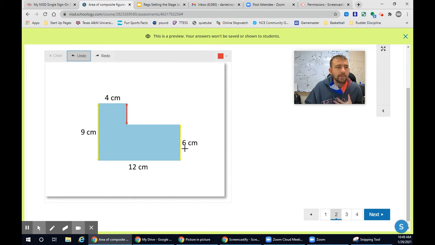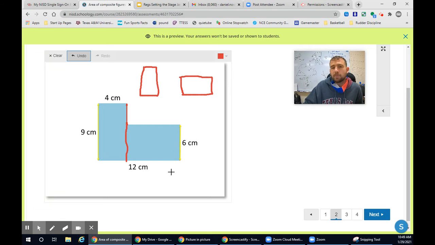So the way I'm going to break this up is I'm going to cut this figure by drawing a line right here. Okay, it doesn't have to be perfect. I know you're using your mouse, so just do the best you can, but I do want to see how you are cutting it up. So I've cut this figure into 2 rectangles. And again, you should be doing something very similar to what I'm doing on your practice, so that I can see how your thinking is going.